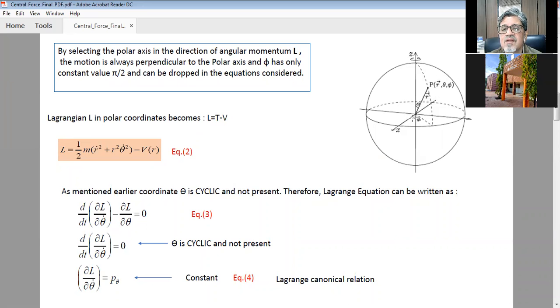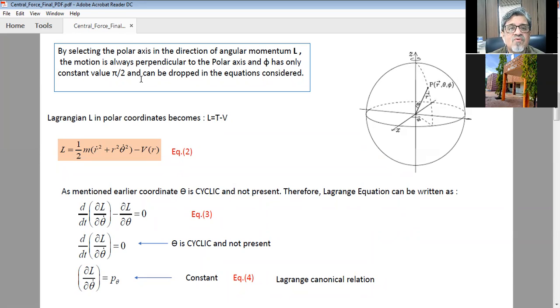And this angle phi becomes pi by 2. So it has a constant value, and that constant value appears in subsequent equations. That constant value can be neglected because every equation has a constant factor of pi by 2. So hence, in the further discussion, we'll omit phi; only r and theta will be considered, not phi.